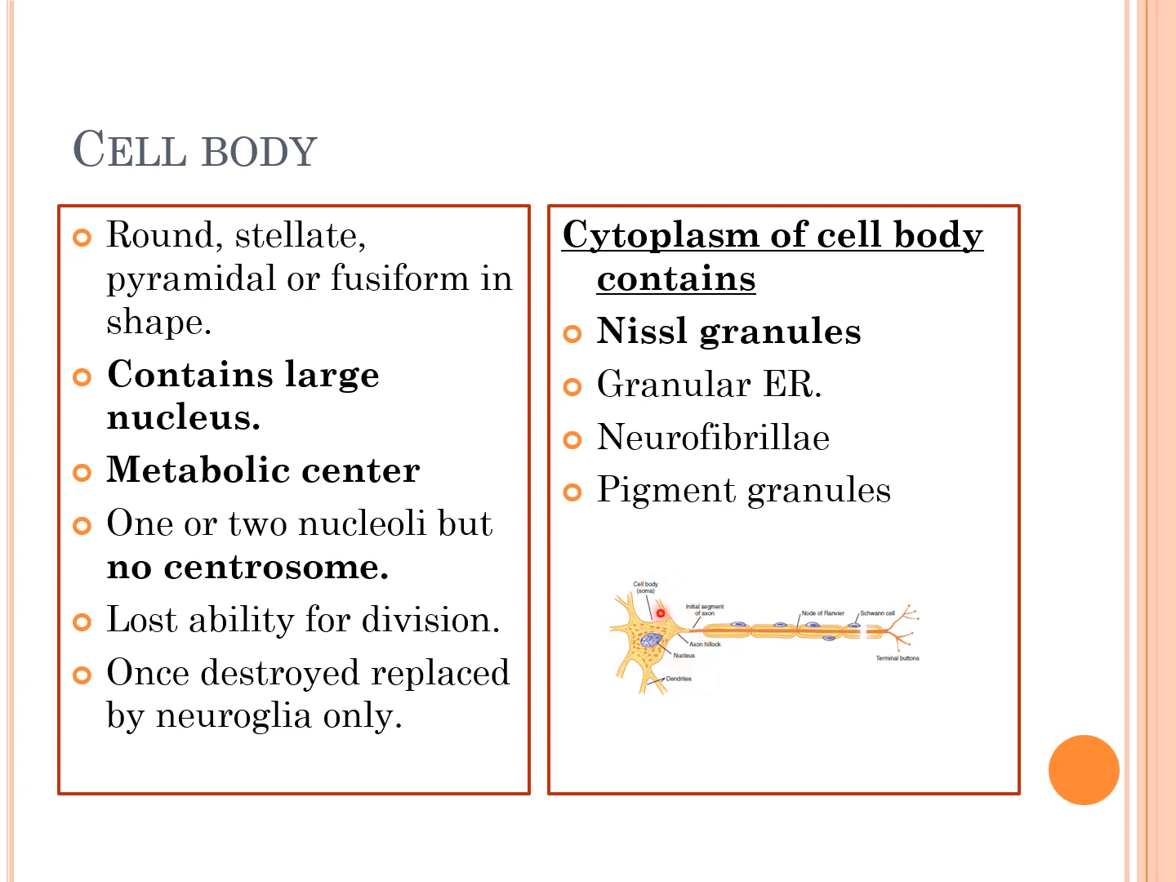In this cell body, you can see there are some granules. These granules are called Nissl granules. When we studied smooth and rough endoplasmic reticulum, I told you the rough endoplasmic reticulum is present abundantly in the Nissl granules of neurons. So the cell body of the neurons contains Nissl granules, which contain a large number of rough endoplasmic reticulum. So it is the protein machinery for the neuronal cells.